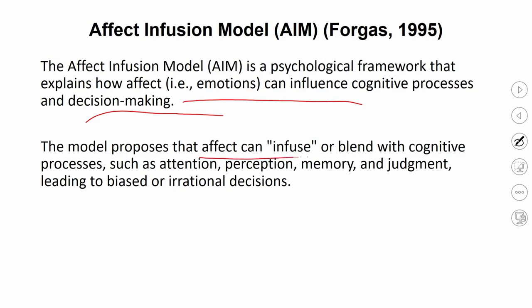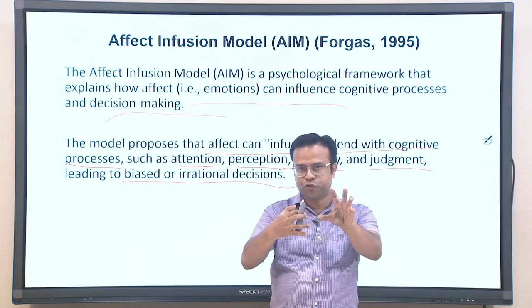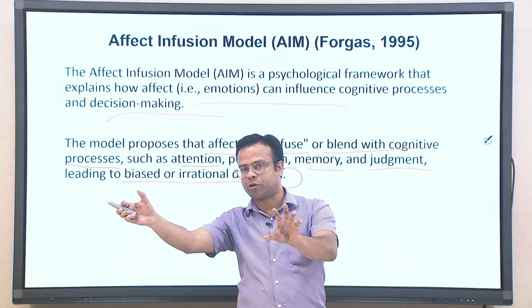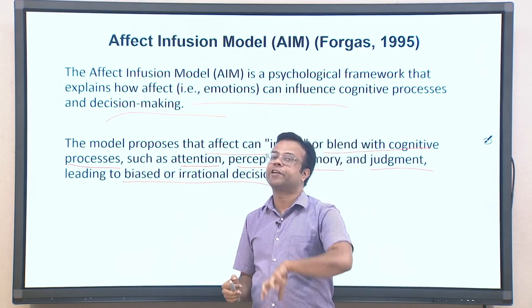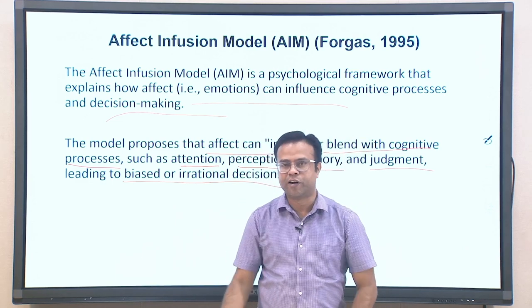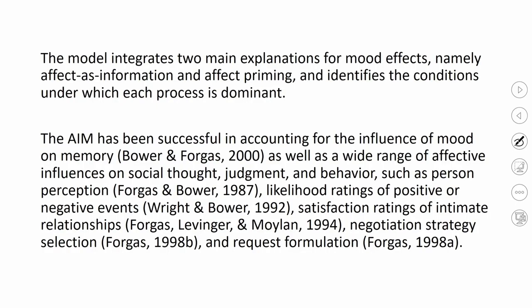The model proposes that affect or emotion can infuse or blend with cognitive processes, such as attention, perception, memory and judgment and decision making, which can lead to biased or irrational decisions sometimes. When this is infused with your thought processes, it can influence the outcome of decision making. So, it can lead to sometimes biased and irrational decision making in different situations, not necessarily all the time. This model integrates the explanation of mood effects from the earlier two models, affect as prime and affect as information.